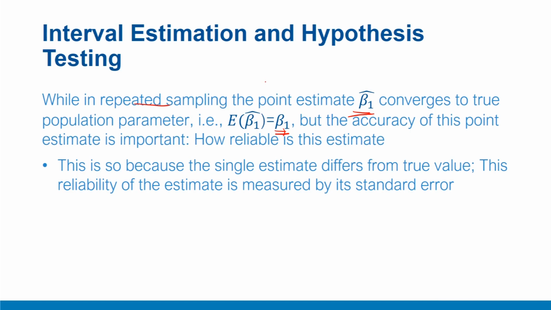However, we do not have the luxury of working with many samples, and often we are left with one sample. Even that is a very small sample compared to the overall population. And therefore, the accuracy of this point estimate beta 1 hat is important. How reliable is this estimate? Because this single estimate definitely differs from the true population parameter. And therefore, the reliability of this estimate is measured by the standard error.